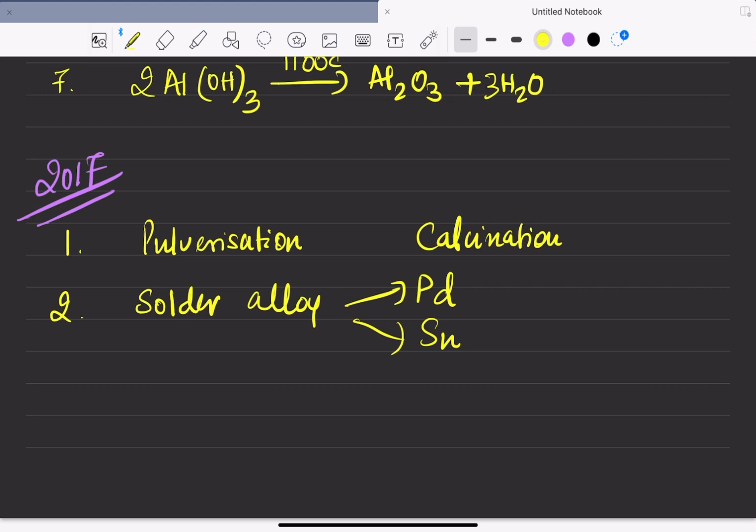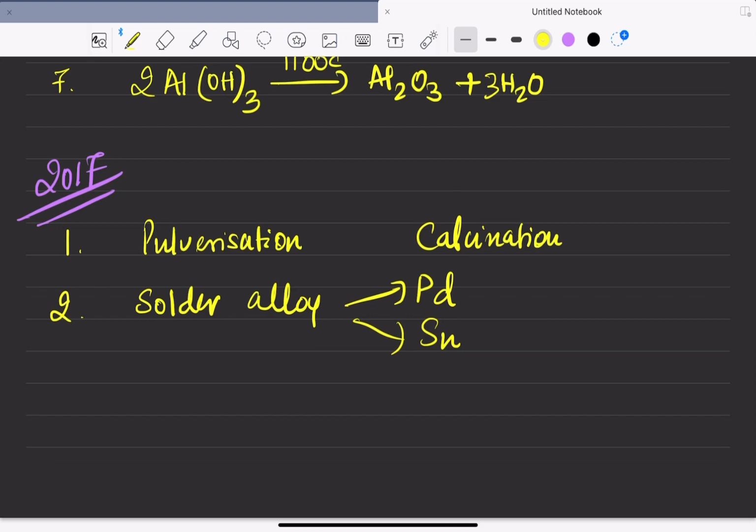So you can memorize also the composition of solder alloy. In fact, you have some tables given in your books, no? A table where properties of alloy, composition of alloy, and the uses are all given. So I want you to go through those important ones. But as it comes in the question, I will be telling you also. So solder alloy is the alloy used in electrical circuit as fuse because of low melting point and good conductance. It is made up of lead and tin.